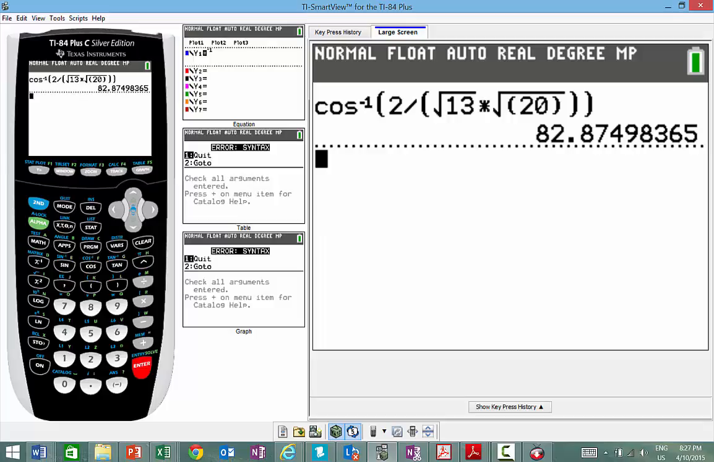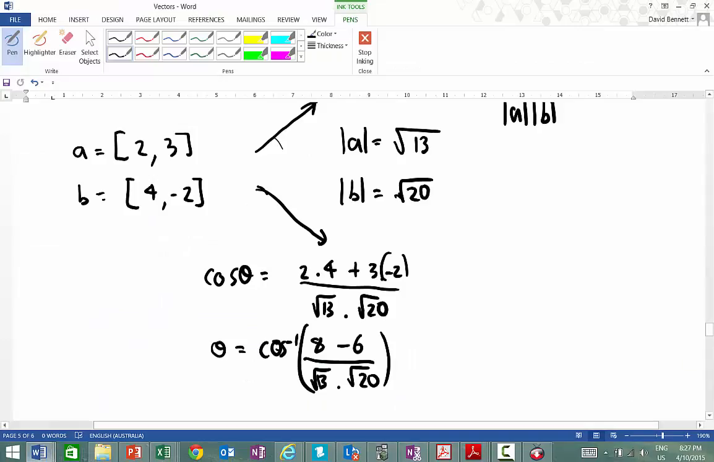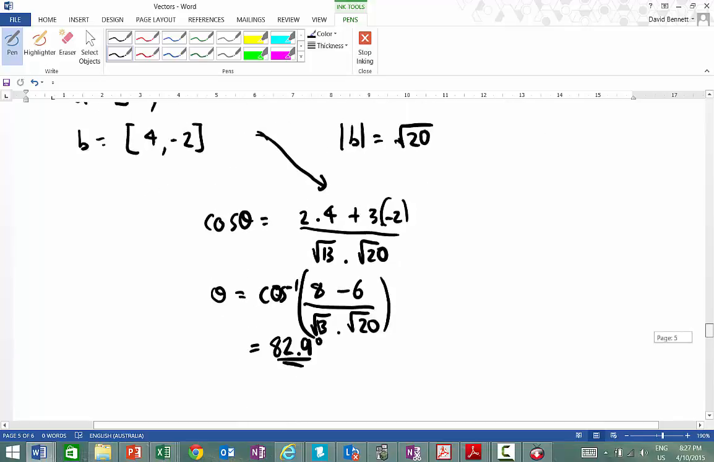82.9 degrees. Okay, so therefore our theta is equal to 82.9 degrees is the angle between those two vectors. Alright, so pretty simple.